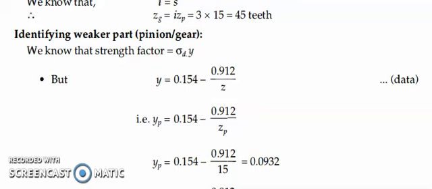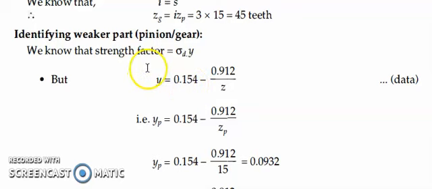As I already discussed in this design procedure section, first of all we need to find the weaker part. Here we can find out the weaker part. Then in our data book, or in this question, the tooth form factor value y is given. You can take your data book and identify where the value of y will come from. You can take any tooth form factor from your data book, but in this case they have directly given the value of y.